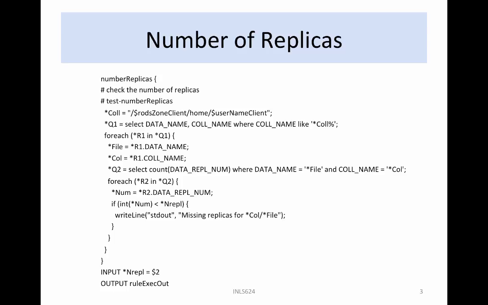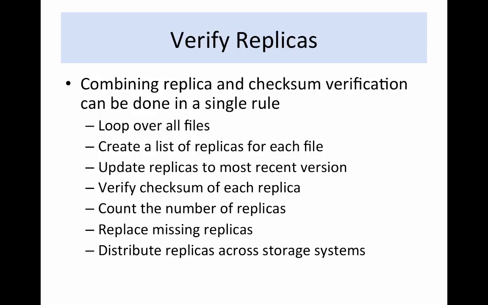Note this rule only checks the persistent state information. It does not look at the physical files or verify their existence. The rule does not check whether the required replicas still exist. Unfortunately, a system operator could delete a replica without telling the data grid. Thus, the data grid needs to check the physical files to verify file existence.